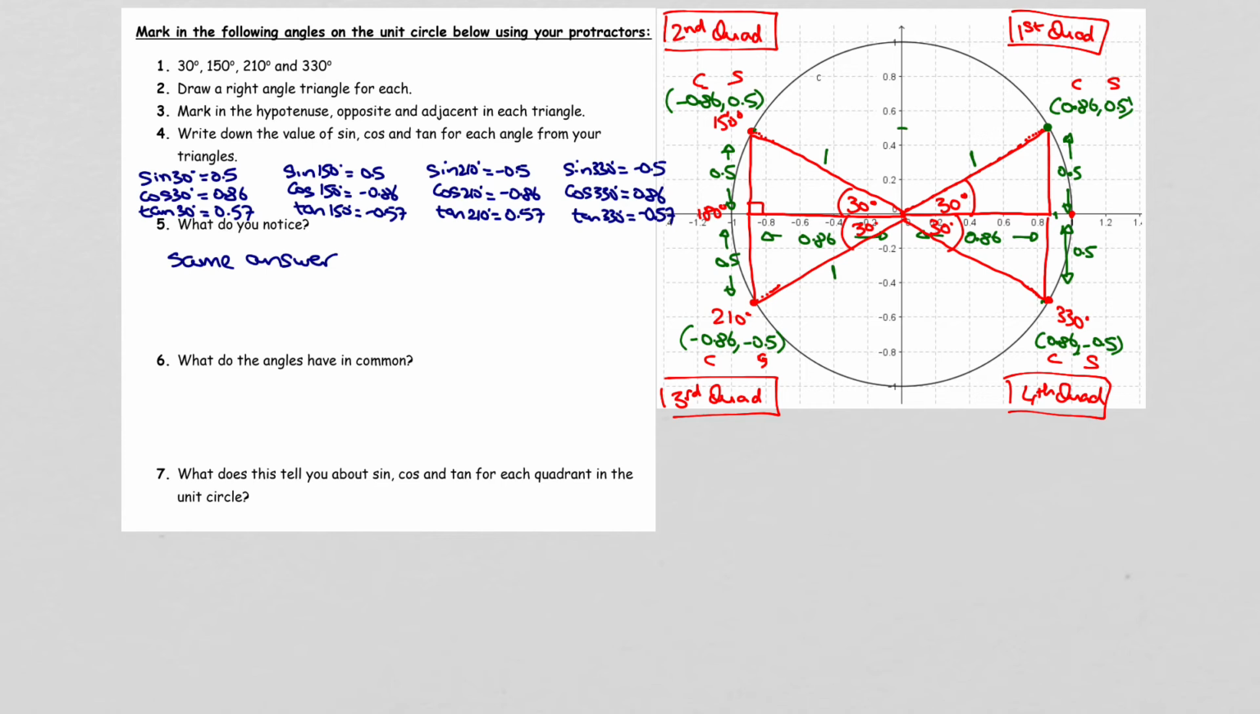The only thing that's different is the sign. And I can say the same for cos and for tan. The numbers are all the same for cos of each of those angles, and only the sign is changing. So what the angles have in common is that they're all the same value with respect to the x-axis. In other words, they're all 30 degrees with respect to the x-axis.